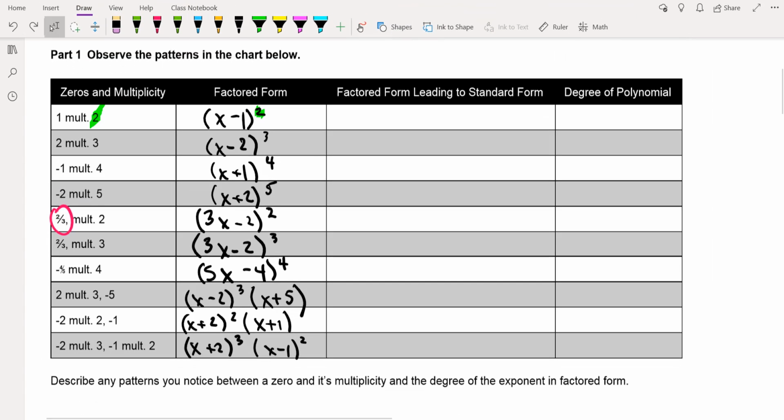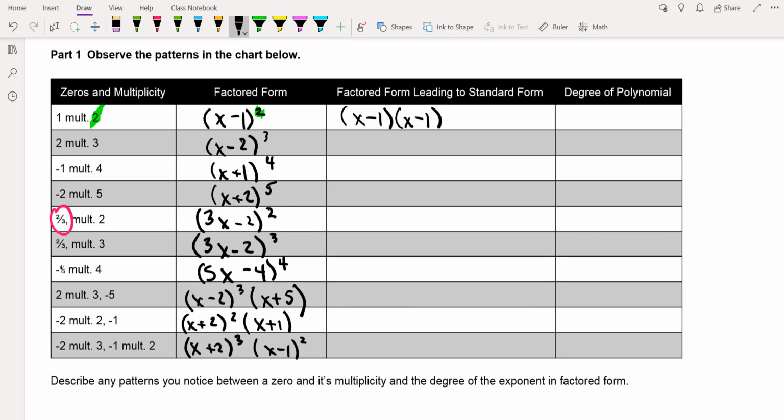Now, in factored form, we sometimes have to change that to the standard form of the polynomial. In order to do that, we take the exponent, whatever that is, and that's how many times we write that factor. So in the first one, we would just write x minus 1 twice.